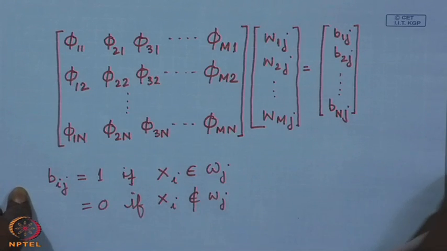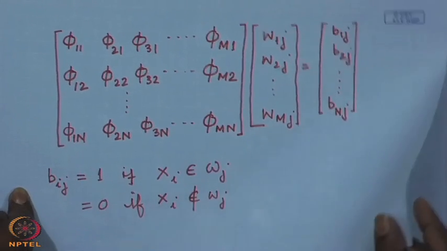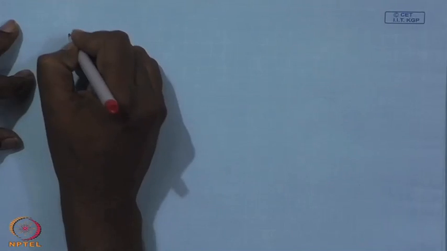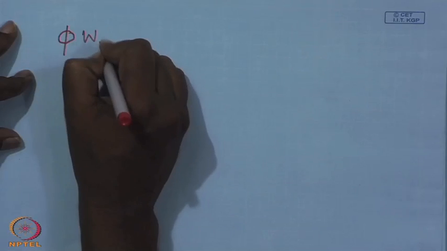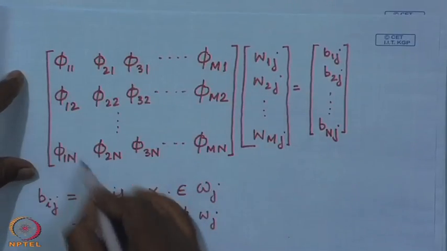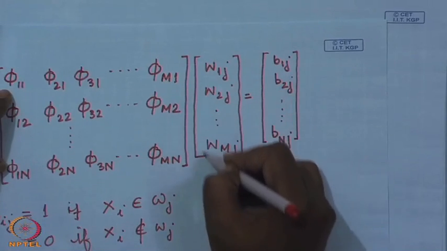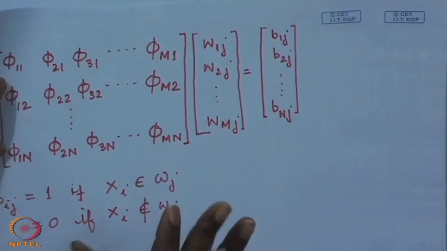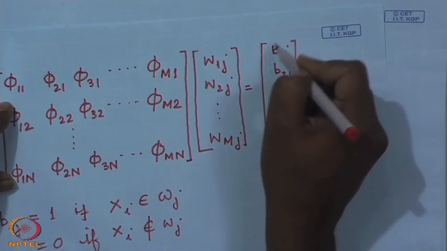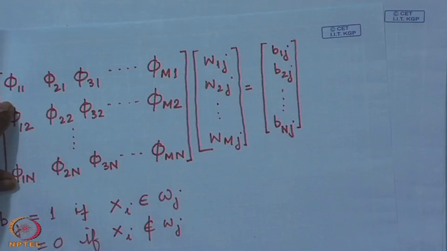So, this is the kind of situation that I have, and this whole expression, this matrix equation, I can write in a short form, that is phi w j is equal to b j, where this phi is this matrix, w j is this weight vector which are connected to the output layer node j, and b j is the output of the jth node in the output layer, which is represented in the form of a vector like this for different input vectors. Okay.